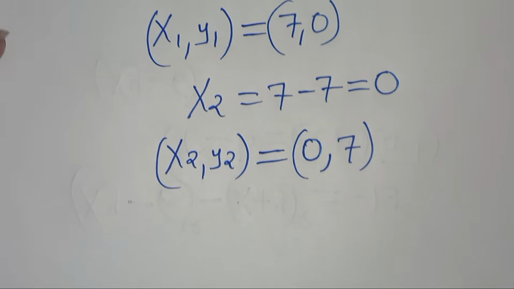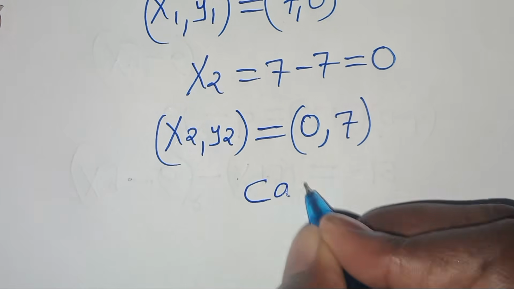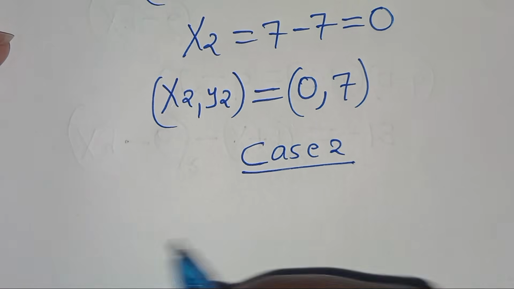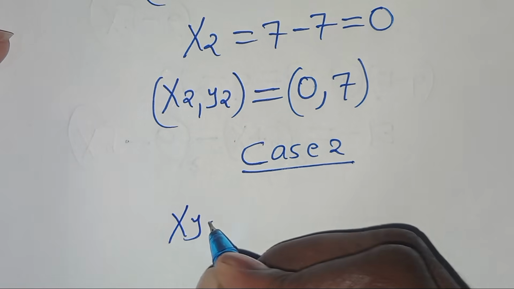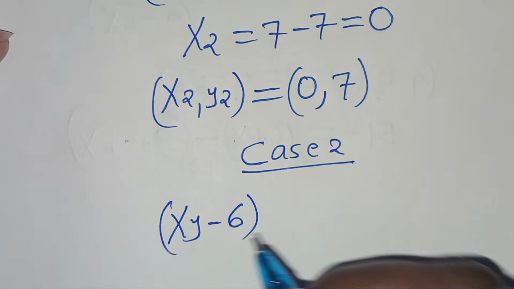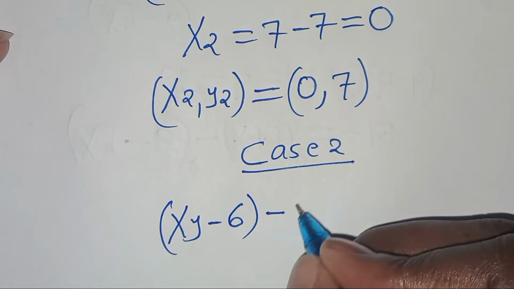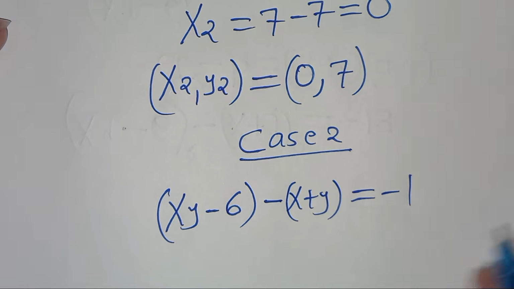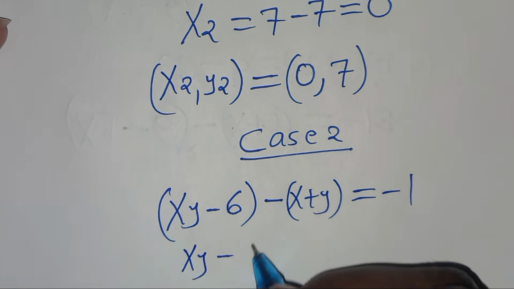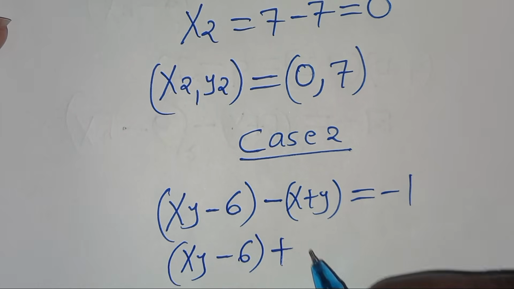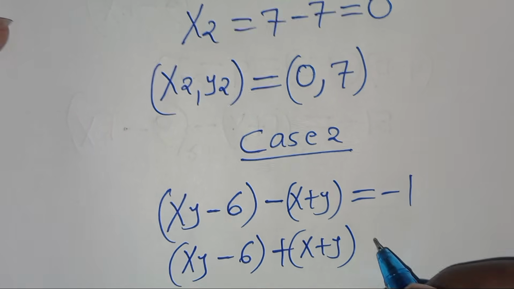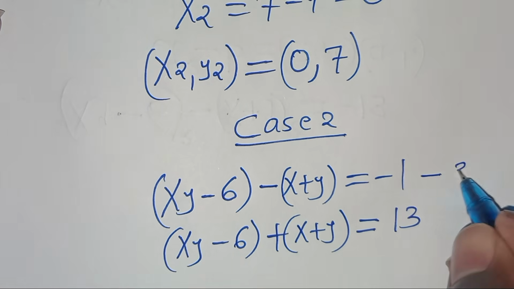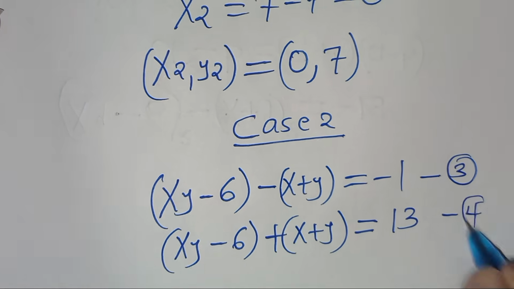Now let's proceed to case 2. In case 2 we have xy minus 6 minus x plus y, and this is equal to minus 1. And we have xy minus 6 plus x plus y, and this is equal to 13. So let's call these equation 3 and equation 4.